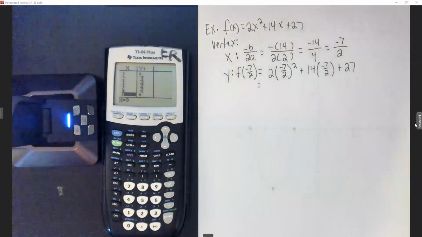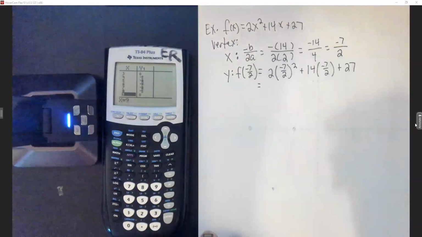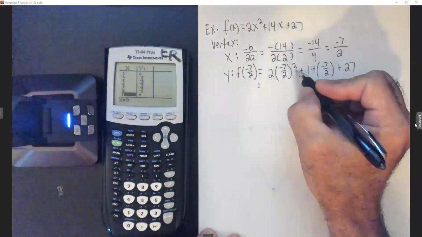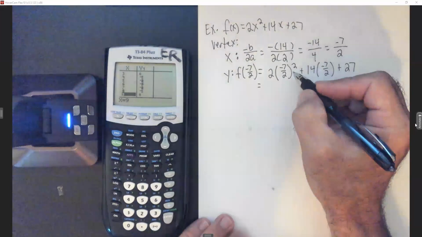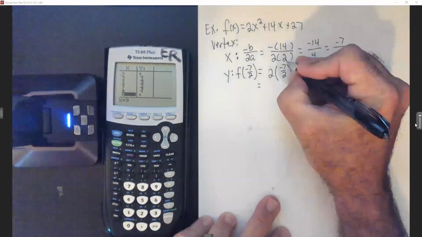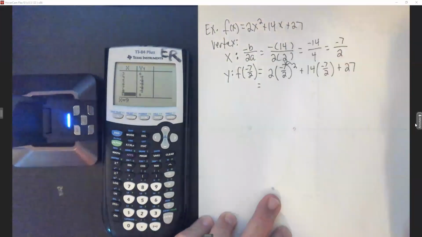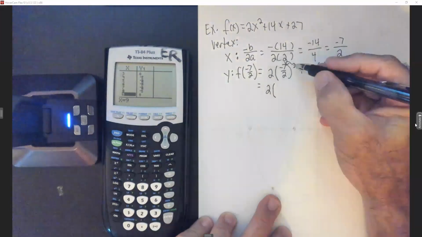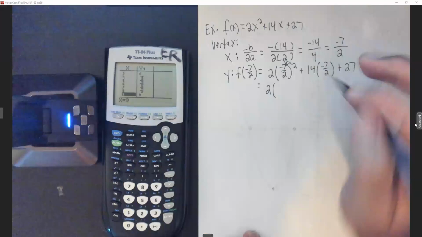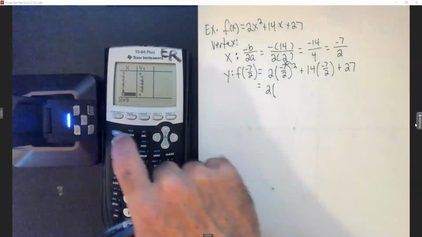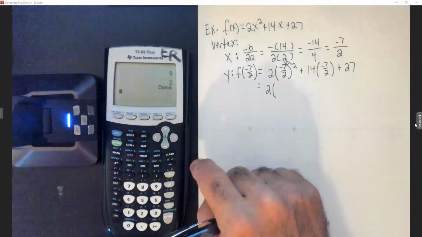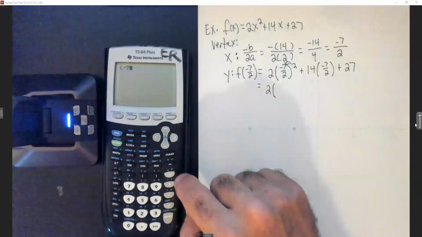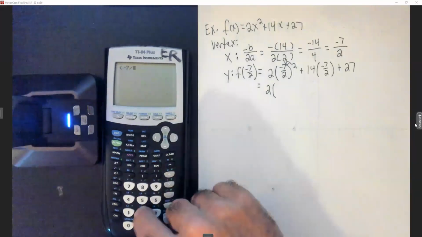Y'all, I'm going to do one step at a time on this. The first thing you got to do is that exponent. Exponents have priority over everything else other than parentheses. So bring this 2 down. (-7/2) squared. Now you can do that on the calculator. Put that in parentheses, -7 divided by 2 in parentheses, and square it.